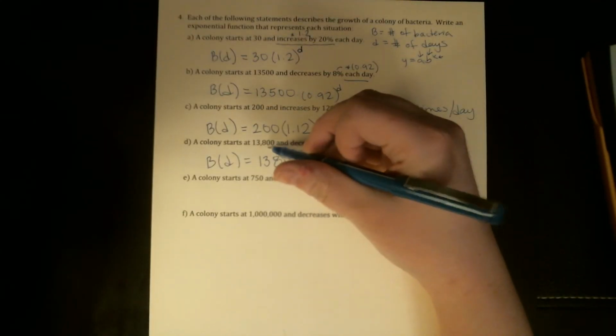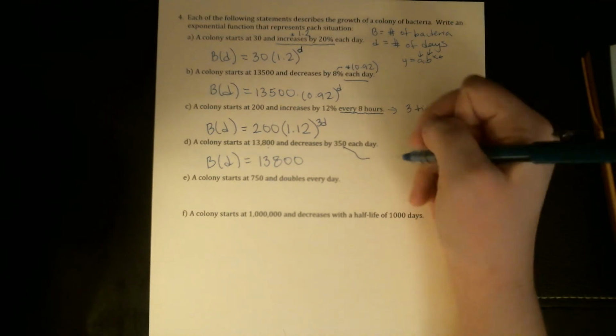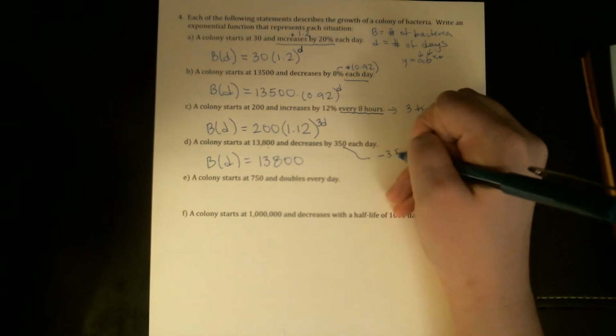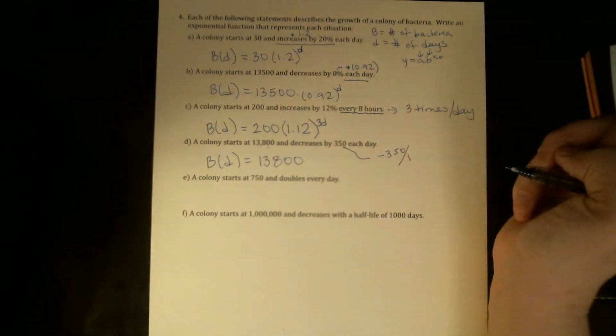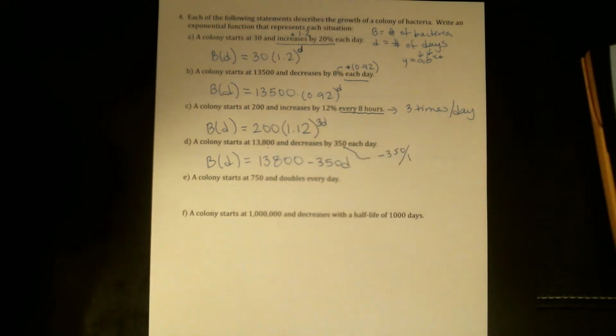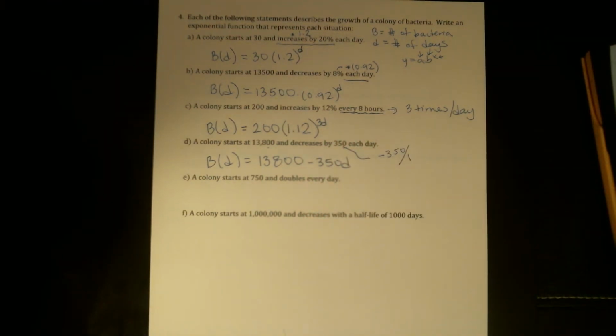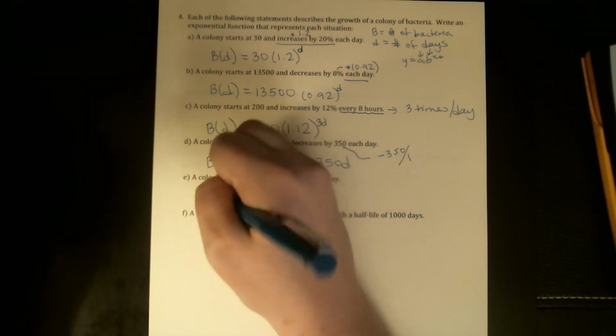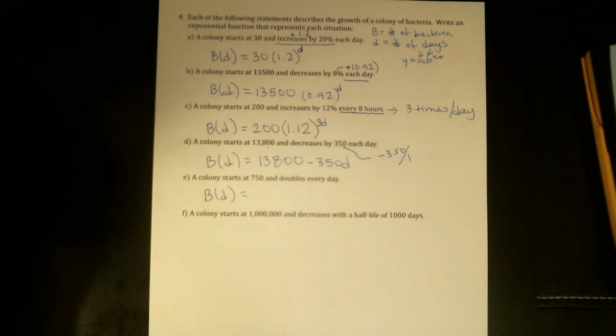So I've been given my b value, my y-intercept, and if this decreases by 350 per day, then that's my slope. So 13,800 minus 350d. Okay, we're getting close. A couple more that I want to make sure I talk about.